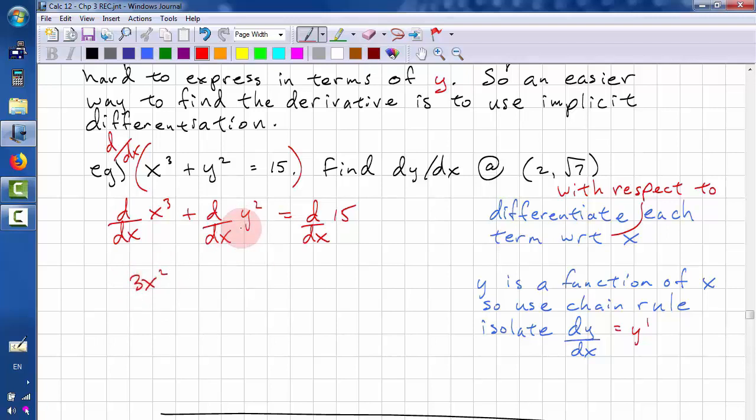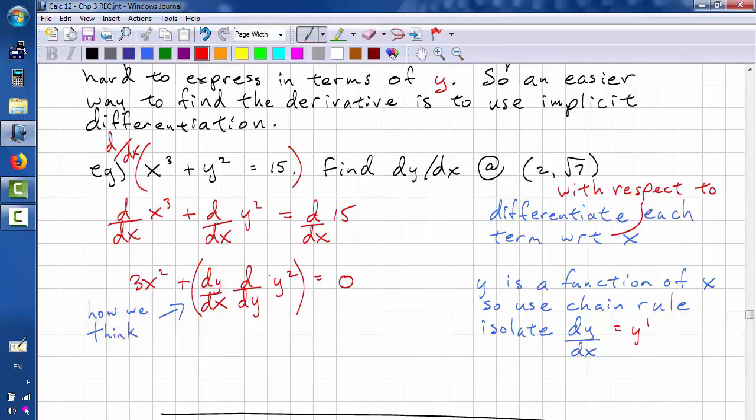Here, we want to use the chain rule. That's the best way to think about this. We want to do dy dx and d dy, and all for y squared. And the derivative of a constant is 0. Okay, so let's just take a look at this. This is how we think. This is important.